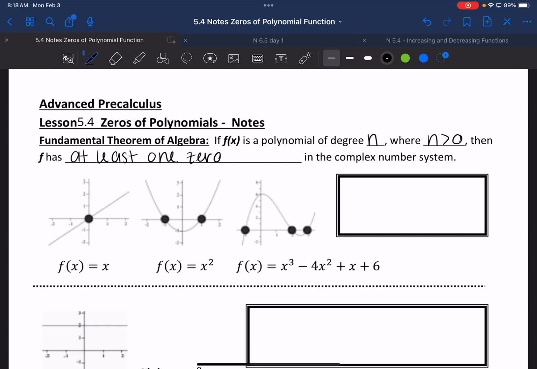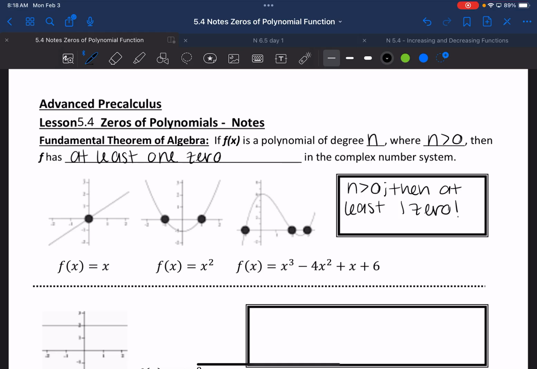And remember, our zeros are our x-intercepts, anywhere it crosses the x-axis, right? So, in the box here, we'll write our little theorem. If our n is greater than 0, then we will have at least 1 zero. And then they give us a few examples.